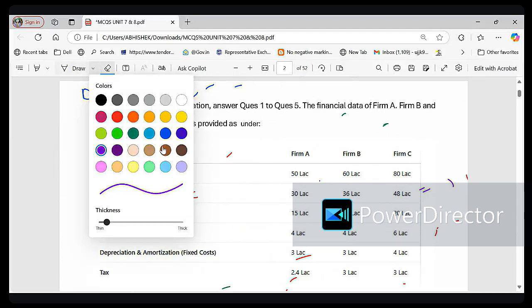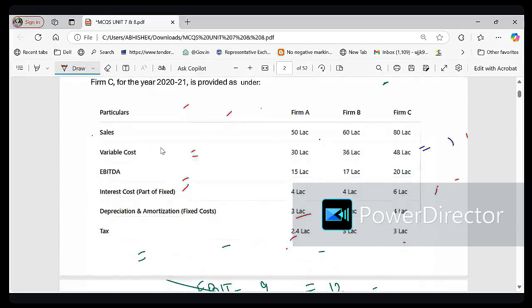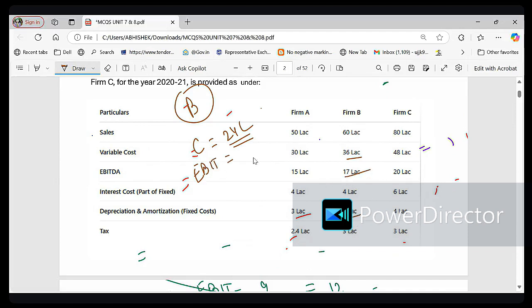Let me do the calculation here. So what is DOL for firm B? You can see sales is 60 lakh, variable cost is 36 lakh. So contribution will be 60 minus 36, equal to 24 lakh. For firm B, contribution is 24 lakh, and EBIT for firm B is how much? EBITDA is 70 lakh and depreciation is 13 lakh, so EBIT is 14 lakh. Now DOL, which is contribution upon EBIT, is 24 upon 14. Please tell me how much you are getting.